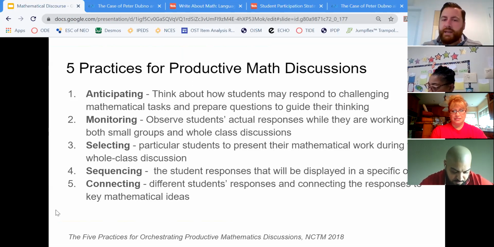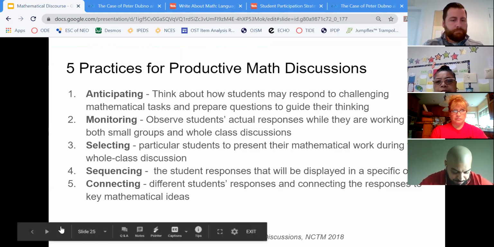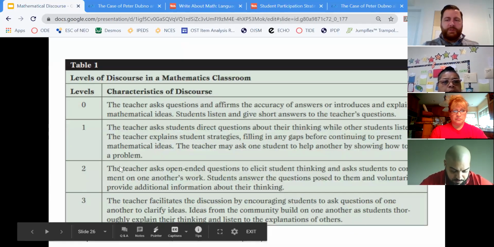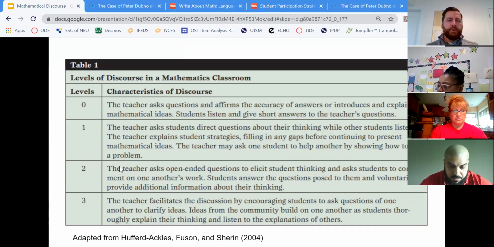We also want students to connect their different responses to other key math ideas, right? So we're structuring questions that connect these ideas to ideas that we've talked about before or ideas that are coming up. Okay, I can't really spend too much time here. We're running short on time, but this is really just a metric for you to reflect upon your own teaching. Where are you in the level of discourse that's happening in your classroom?